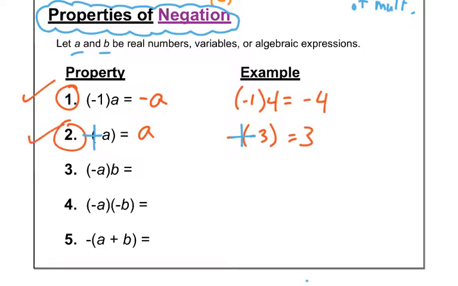Check. Property 3. -A times B. Well, let's see what I could do here. By using property 1 in a way, I can say it's the same thing as -A, and then I'm multiplying by the B. So it looks like the negative goes just all the way on the outside. It's A times B, and I make it negative.